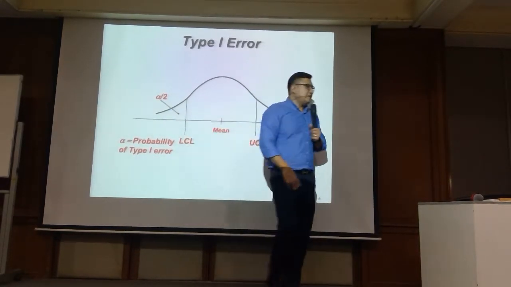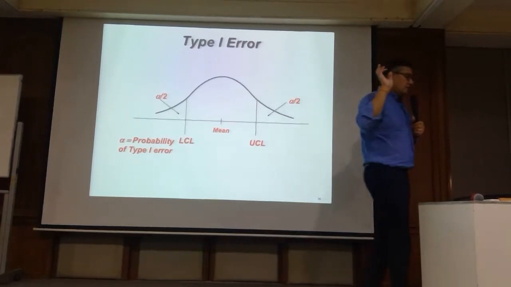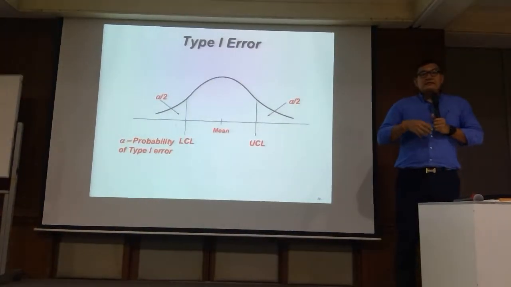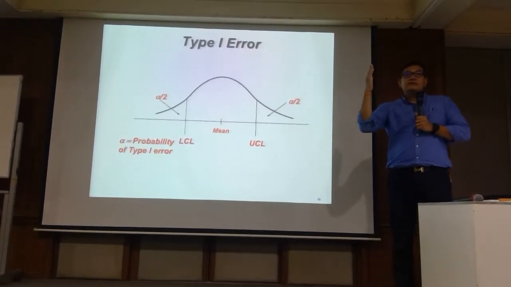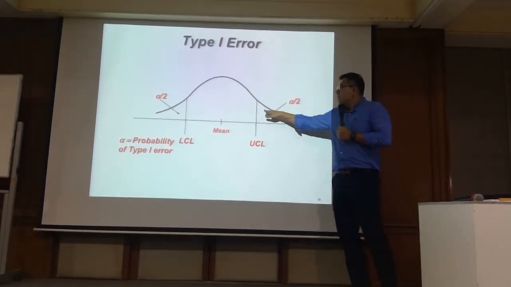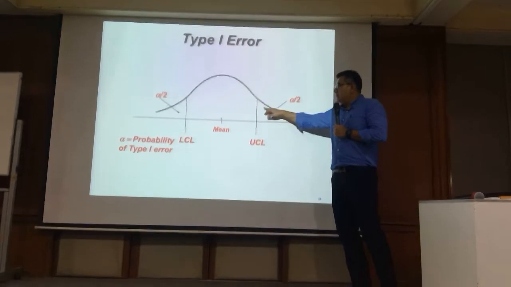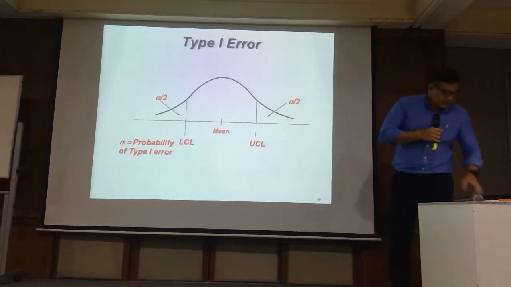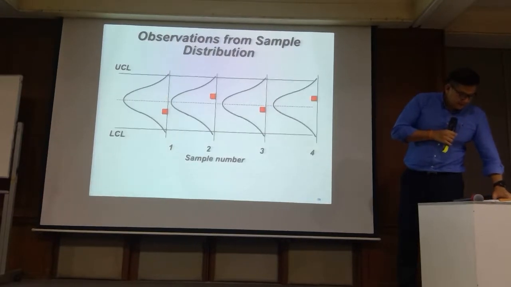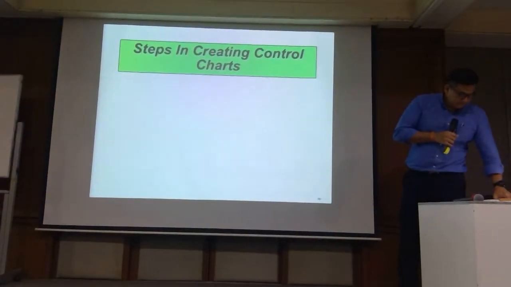For type 2 error, I don't have a figure to show you because it's beyond our class, but I just want you to know that type 2 error comes from a mean shift. But type 1 error comes from the probability that you fall outside the control limit. Okay. And this one I already mentioned.